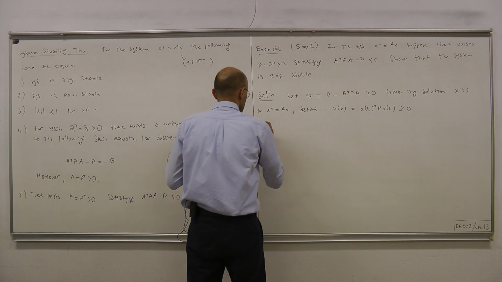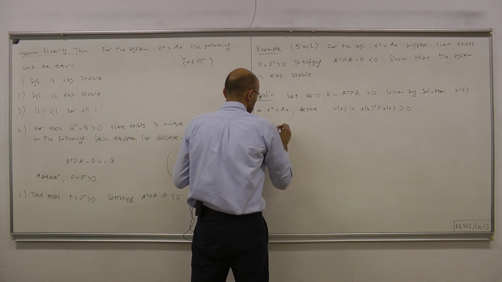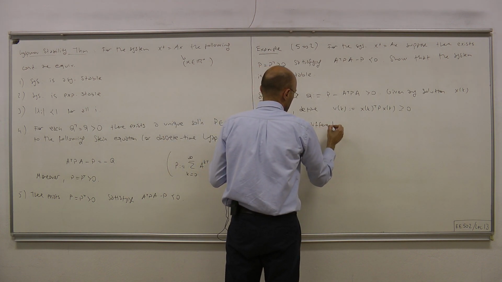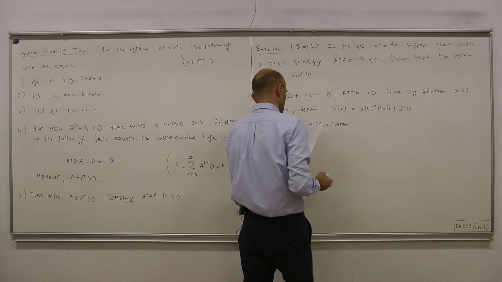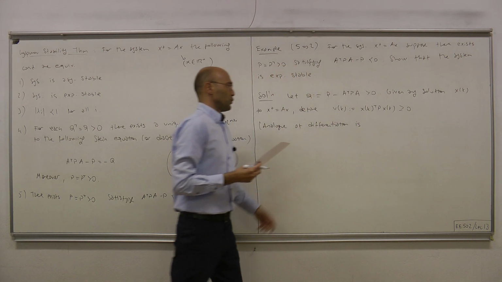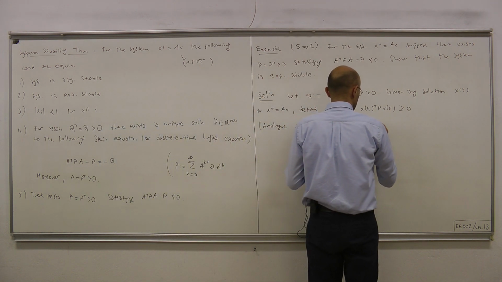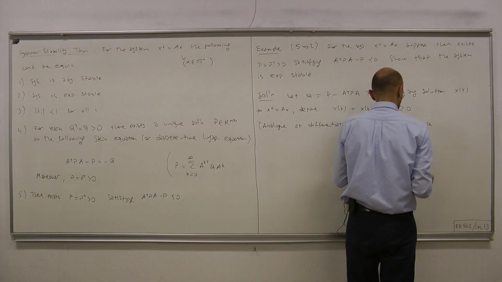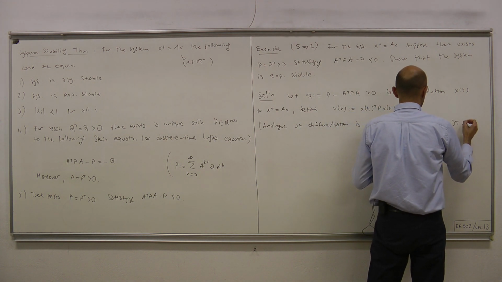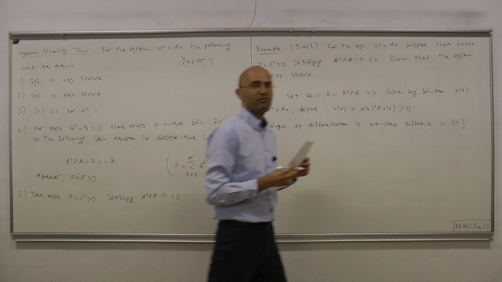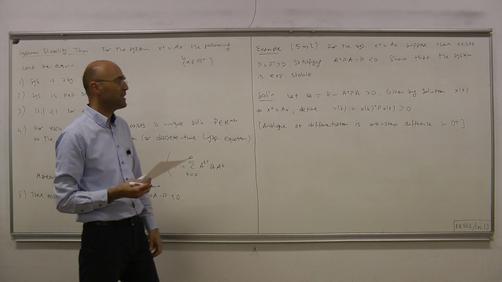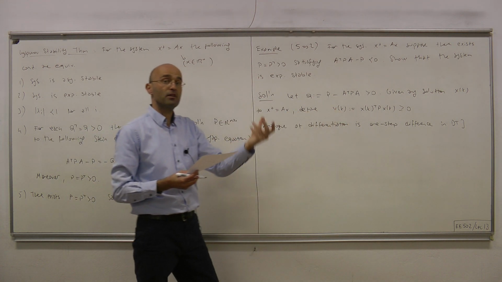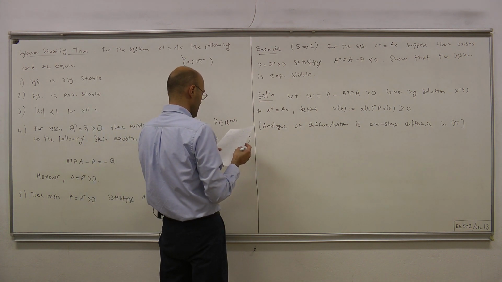So the analog of differentiation in continuous time is one step difference in discrete time. Okay, so we're going to apply that one step difference to v of k. Namely, we're going to subtract v of k from v of k plus 1. So let's do that.